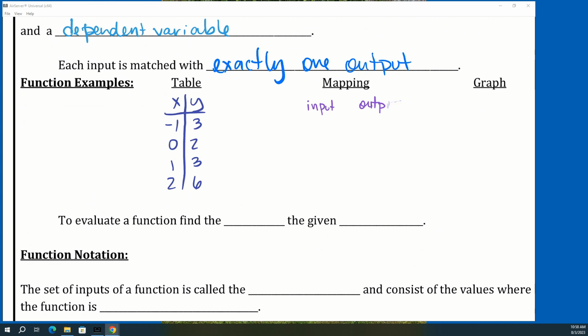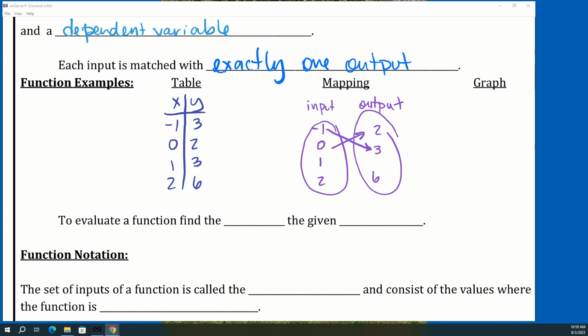All right, on the mapping, instead of using x's and y's, you typically use the words input and output. And I'm just going to list for the input, in this case, they're going to be the x's. And the outputs are going to be the y's, and typically these are listed in numerical order. Sorry. Okay, and then you just pair them up. So -1 is paired with 3. 0 is paired with 2. 1 is also paired with 3. And 2 is paired with 6.